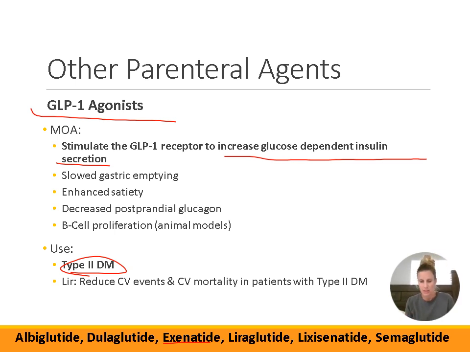This does show delayed gastric emptying as well, which influences this enhanced satiety. So we see a decrease in eating in general and some weight loss associated with this. We also see decreased postprandial glucagon, which causes increased blood glucose. So by decreasing postprandial glucagon, we decrease some of the postprandial increases in glucose that can occur.